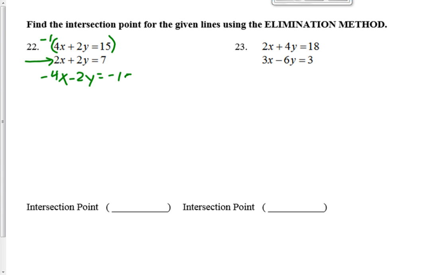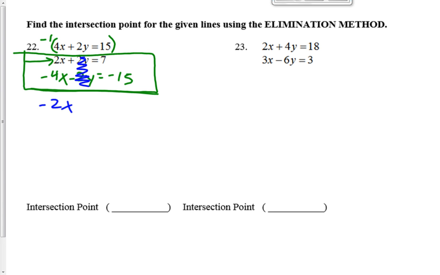Now I'm dealing with these two equations, and I'm simply going to add them up, and my y's will be eliminated. 2x minus 4x is a negative 2x. My y's are eliminated. 2y minus 2y is gone, and that equals 7 minus 15 is a negative 8. Divide both sides by a negative 2, so I get x to equal a positive 4. So x equals 4.